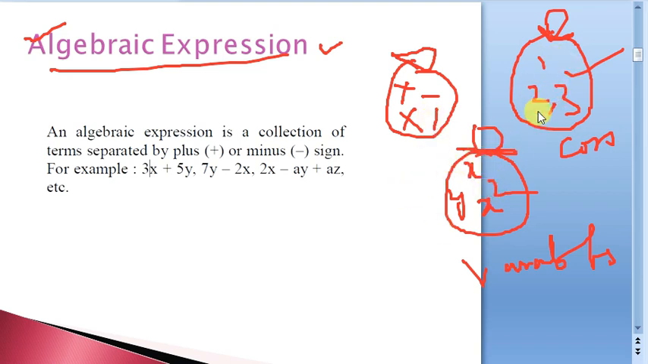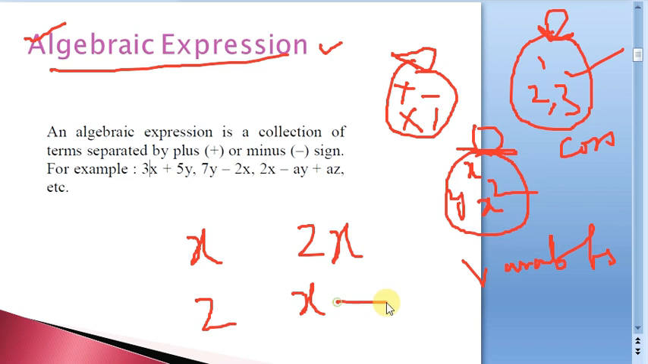Why? Because to connect all these things we use some operation. Suppose if I say x, if I say 2, how can we join? Actually I can multiply it, like 2 into x, which is 2x. I can use the addition symbol, I can say x plus 2, which is 2 more than x, or I can say 2 less than x, which is x minus 2.